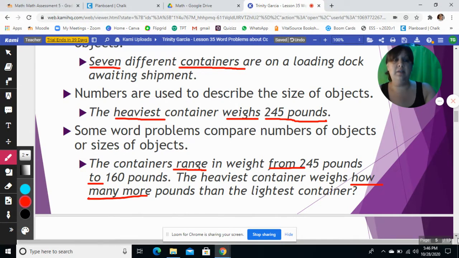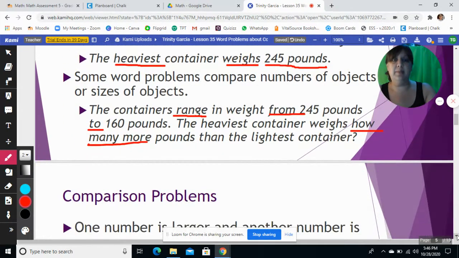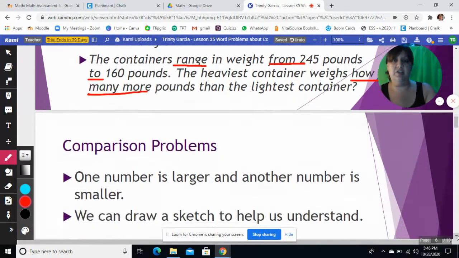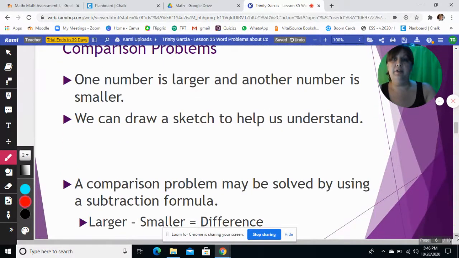So we can use numbers to describe the amount of something, and also we can use numbers to help us describe the weight or the height or describe an object. Comparison problems: one number is larger and another number is smaller, and we can draw a sketch to help us understand. A comparison problem may be solved by using the subtraction formula: larger minus smaller equals the difference.